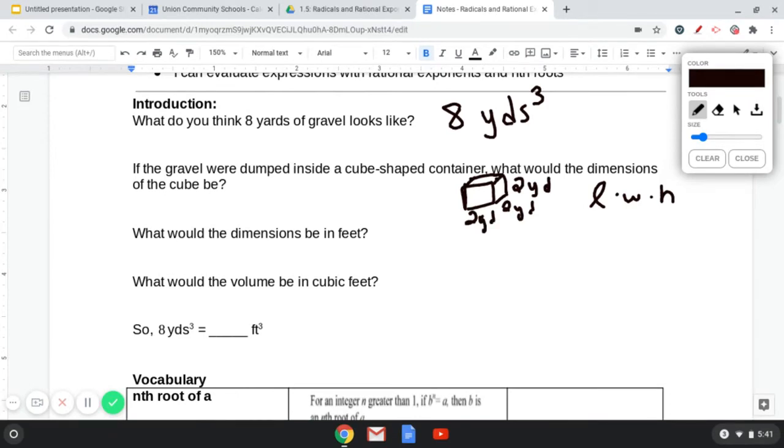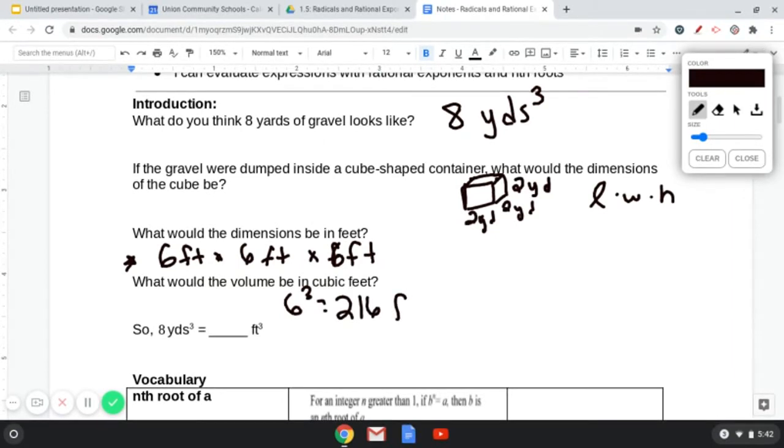Now in feet, remember there are 3 feet per yard. So each of those 2 yards becomes 6 feet by 6 feet by 6 feet. And now the volume in cubic feet, well, I guess our notation of writing 6 by 6 by 6 tells us the volume. This is 6 cubed, which is 216 cubic feet. So that means 8 cubic yards is 216 cubic feet.